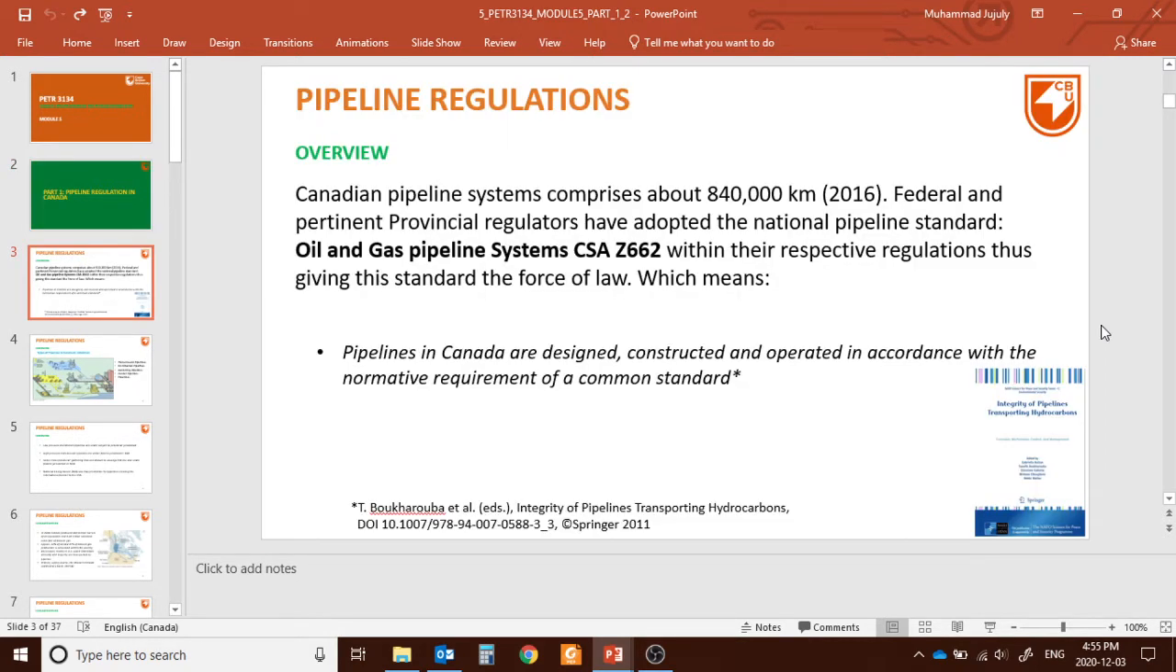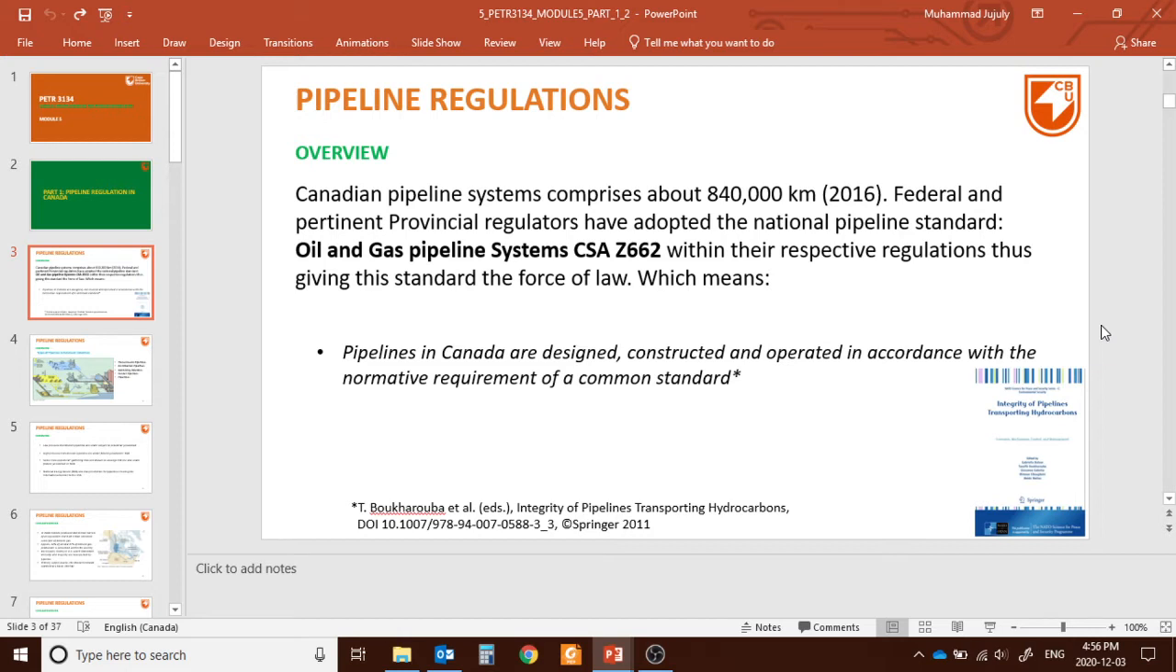The Canadian pipeline system had 840,000 kilometers in 2016 data, and I think it's over 1 million now. Both federal and provincial governments have regulatory bodies, and they have adopted the National Pipeline Standard, the Oil and Gas Pipeline Systems standard, CSA (Canadian Standards Association) Z662. This is not only a standard, it's also a code. It was a standard, but since the federal and provincial regulators adopted it as the national pipeline standard, it became a code.